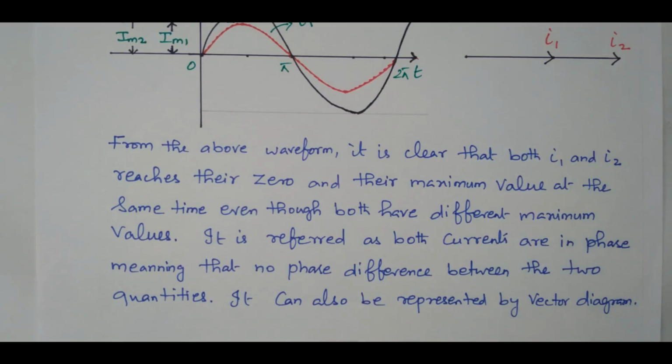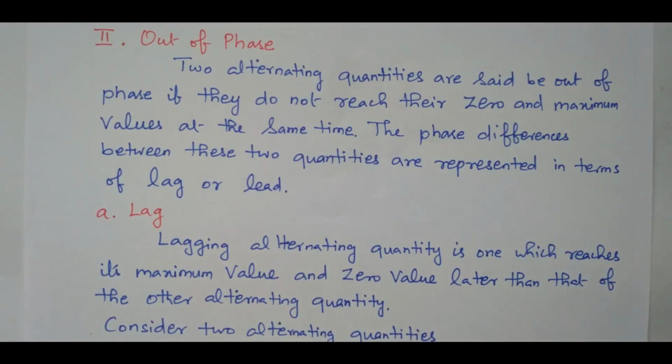Now we'll go to the second type, out of phase. What is out of phase? Two alternating quantities are said to be out of phase if they do not reach their zero and maximum values at the same time. The phase difference between these two quantities is represented in two different forms: lag or lead.